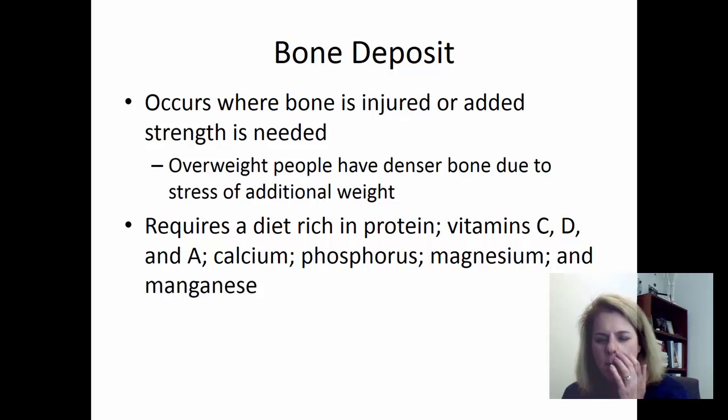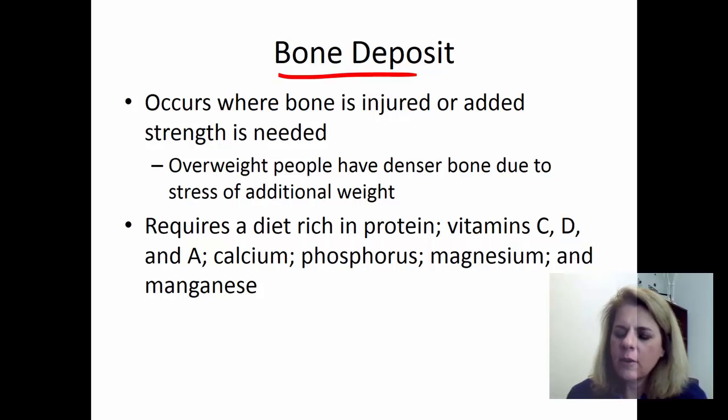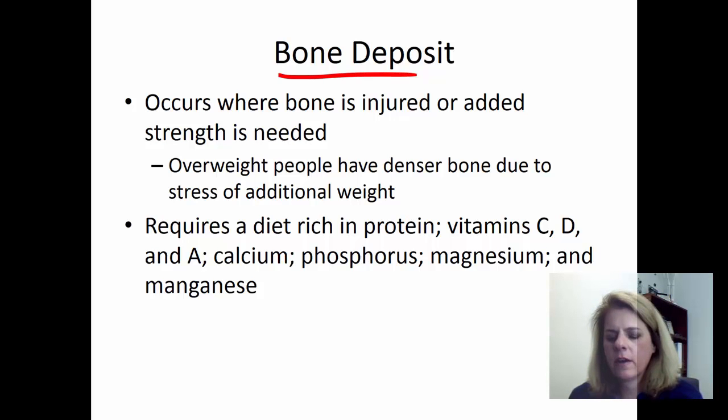All right, so bone deposit. Bone deposit is where we put more bone, more osteoid, more calcium, hydroxyapatite, everything that we need to strengthen a bone. So we deposit bone in areas when a bone is injured or we need extra strength. If you've ever broken a bone and the bone heals back together, you'll actually see it looks a little thicker. There's extra bone compared to what it looked like before. We've made the bone stronger.